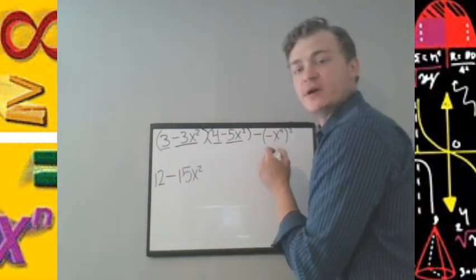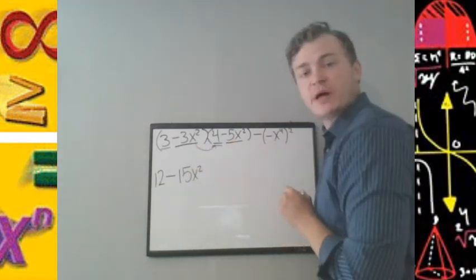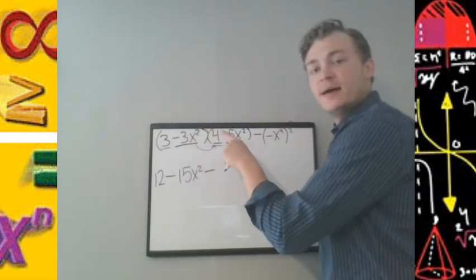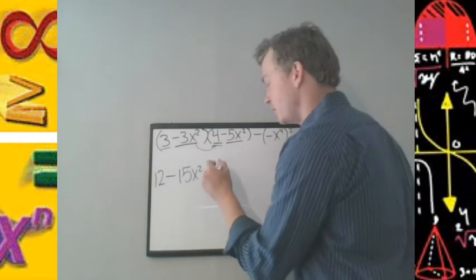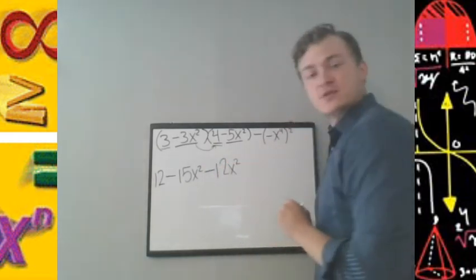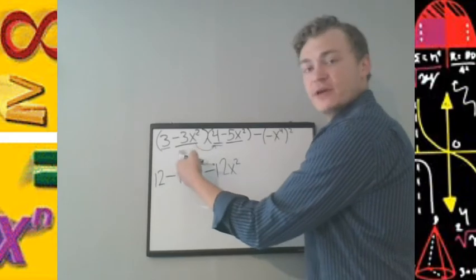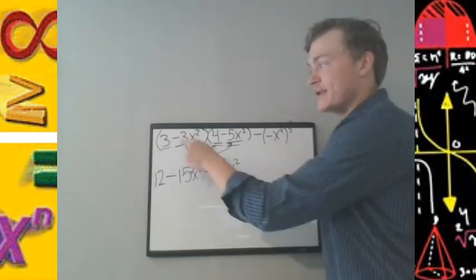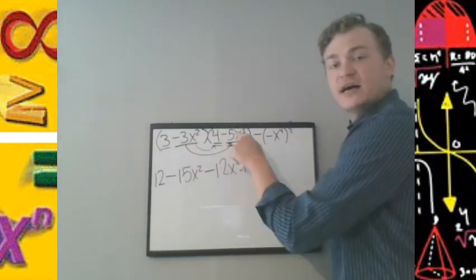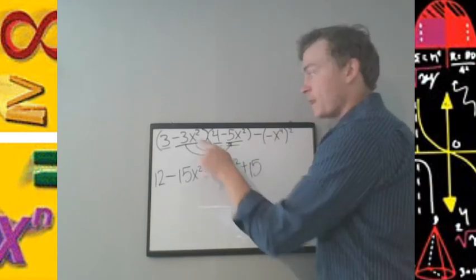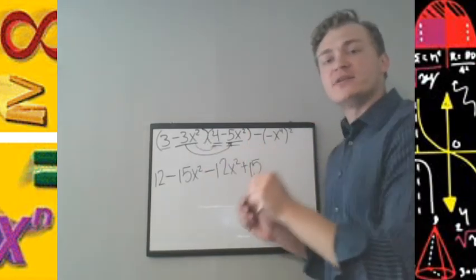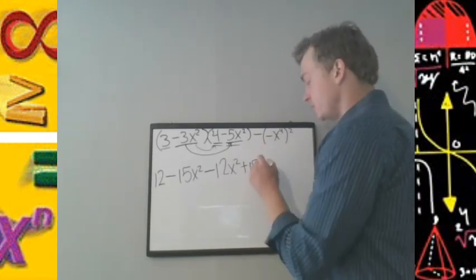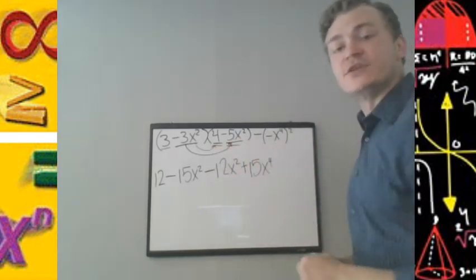Negative 3x squared multiplied by the 4 is negative 3 times x squared times 4, which is 3 times 4 times x squared, which is 12x squared, minus 12x squared. Minus 3x squared, or negative 3x squared, times negative 5x squared. Negative times negative is positive. 3 times 5 is 15. X squared times x squared. I'm multiplying like bases, so I add the exponents, 2 plus 2, to get 15x to the fourth power.